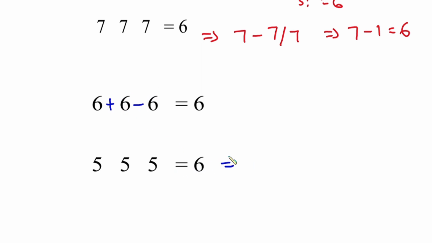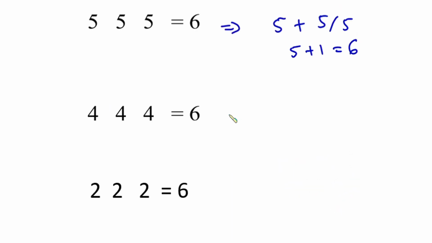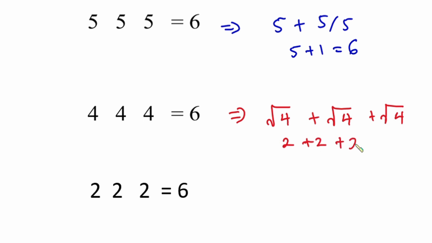We have 5, 5, 5. We can write this one as 5 plus 5 divided by 5. If we simplify this, we have 5 plus 1, which is equal to 6. And the next one, I guess this is simple. We can write this one as square root of 4 plus square root of 4 plus square root of 4. So we're going to have 2 plus 2 plus 2, which is equal to 6. So I guess with this, we can simply solve for this one. It's a matter of just adding them up.